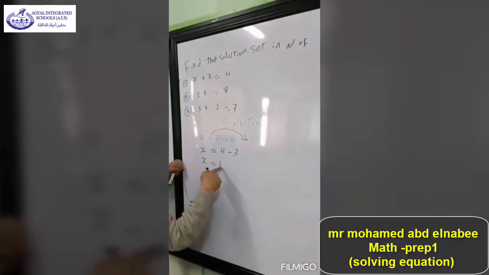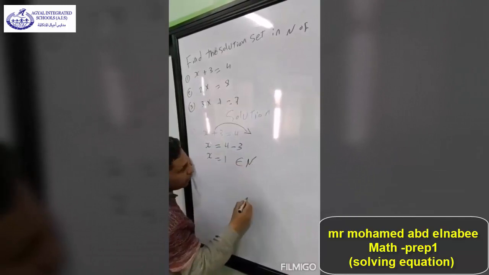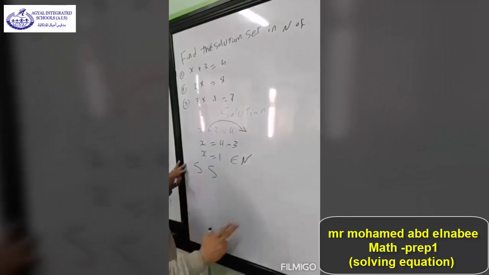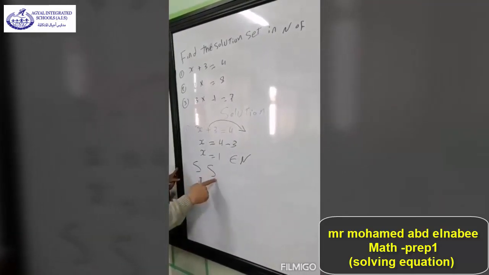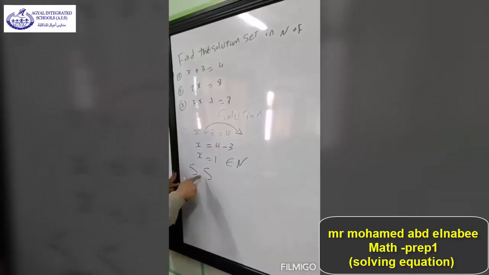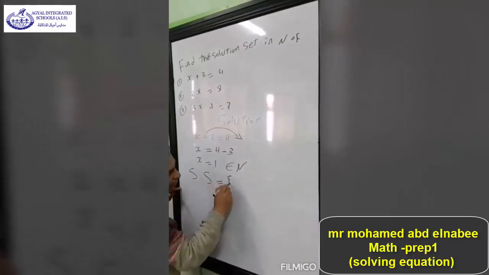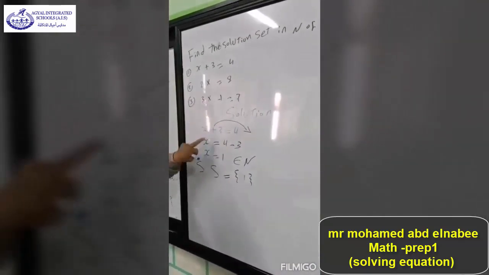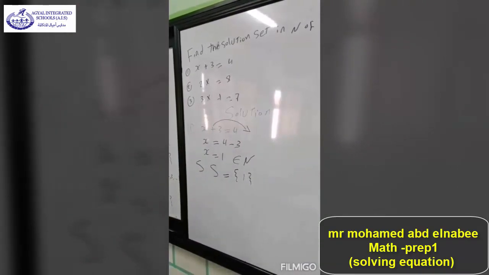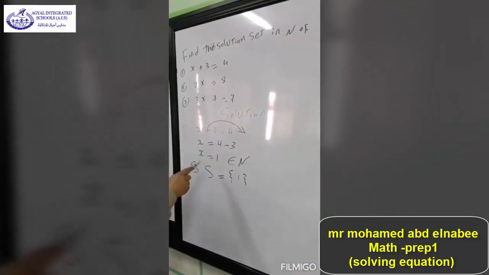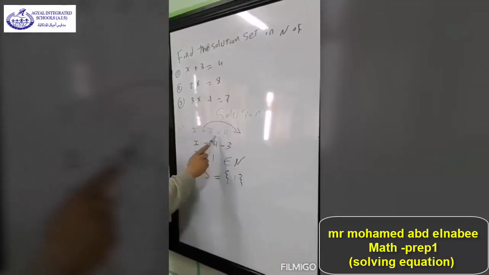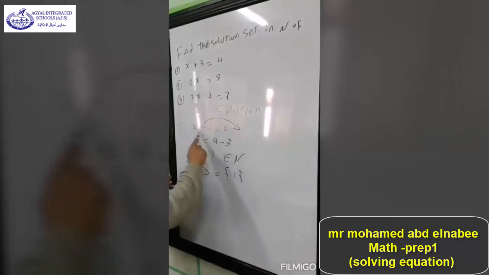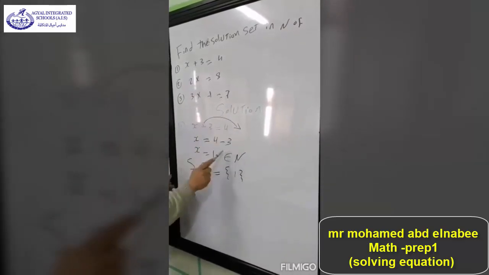X equal 1. Does 1 belong to N? Yes. So, we write the solution set, or the set of solution, both are right, and we denote it by SS. SS means set of solution or solution set. SS equal set 1. It means the value which satisfies this relation is 1. Again, to understand what I did, the problem is x plus 3 equal to 4. We take this to the other side by the opposite operation. This plus goes to the other side by minus.